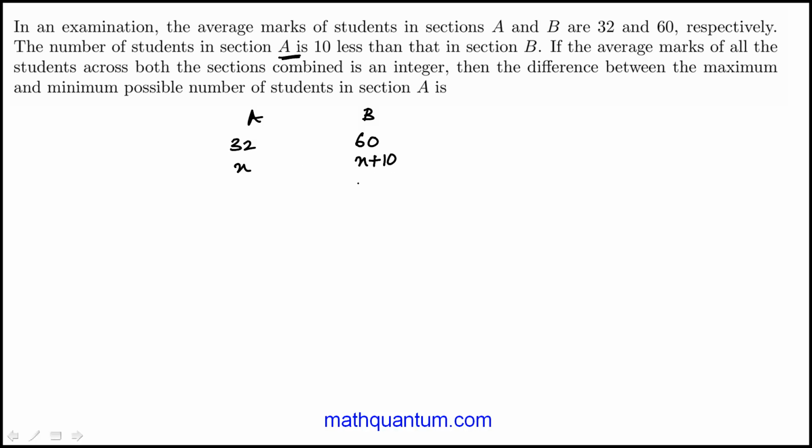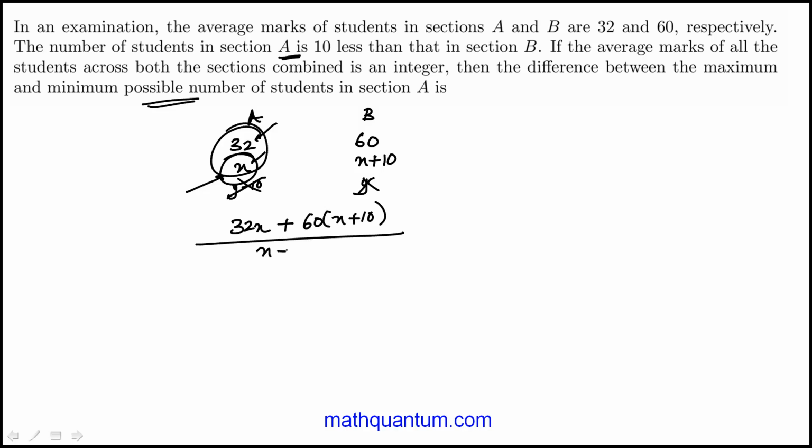I think when I first set it up, I did start by using, let's say, y here, then this would be y minus 10, but I changed it because the question is asking about this quantity. So it's better to have that explicitly. Now we're told that the combined average, which would be that sum, their average times the number of students here, plus that for section B, divided by the total number, is constrained to be an integer.